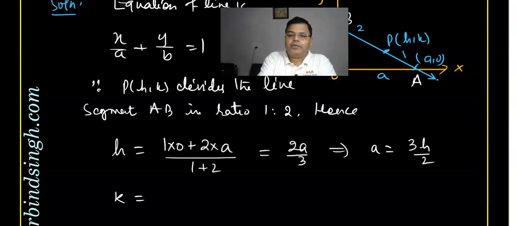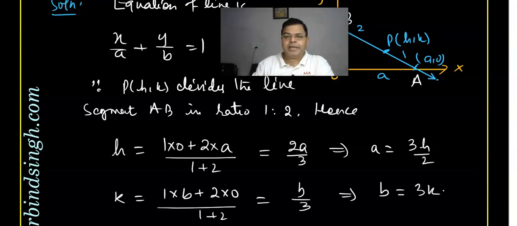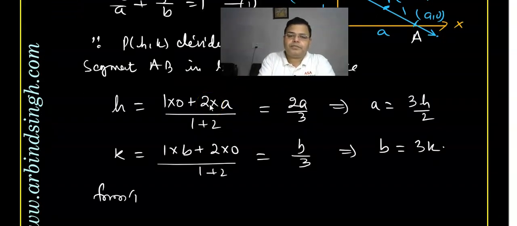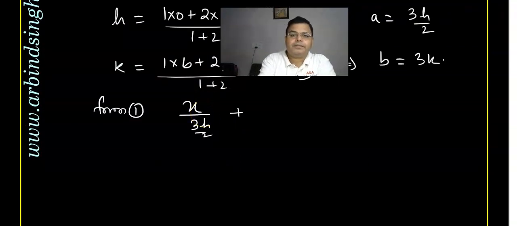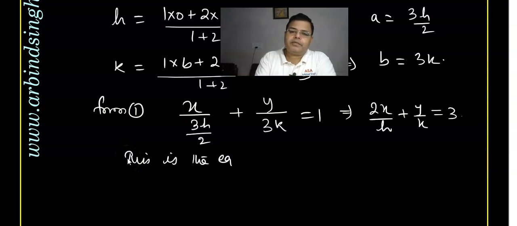k is equal to (1·b plus 2·0) divided by 1+2, using the section formula (mx2 plus nx1) divided by (m plus n). You know that, so that will be b/3, and therefore b is equal to 3k. Putting the values of a and b in the first equation, x/a is 2x/3h, and y/b is y/3k, is equal to 1. So 2x/h plus y/k is equal to 3, and that will be the equation of the line.